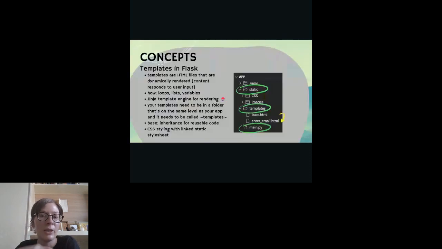Now, just to go over the main concepts. The first concept I wanted to touch on was templates. Templates are basically HTML files, and they're dynamically rendered. What that means is you have content and it responds to user input. The way it does that is it uses Python concepts such as loops, lists, variables, and the like, through something called the Jinja template engine. On my machine, it's called Jinja 2, so apparently there are different versions of it.